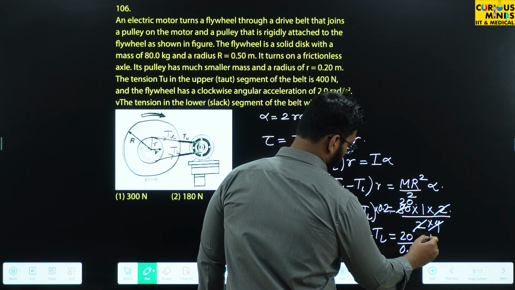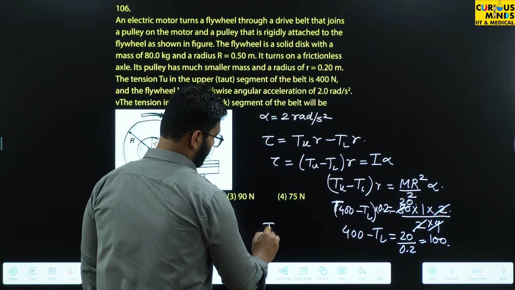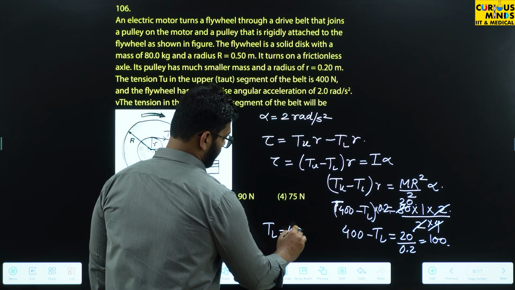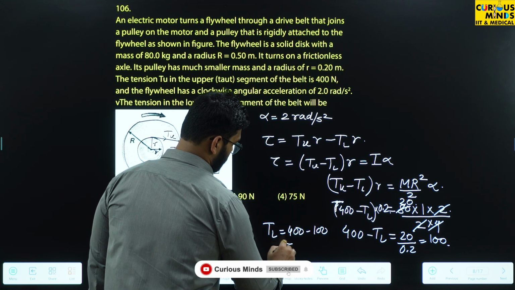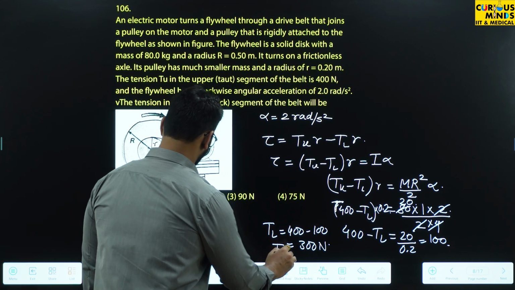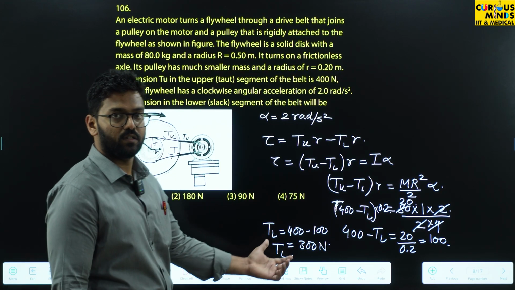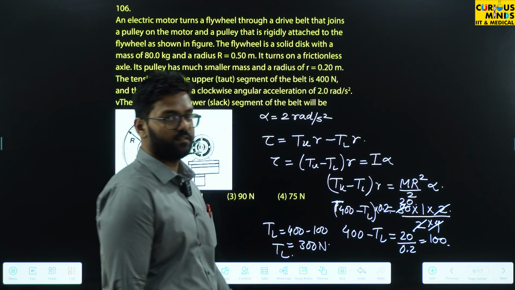Now this will become 100. So 400 minus TL is 100. So TL is equal to 400 minus 100. So this one will become 300 Newton. So the correct option for this is 300 Newton. The tension in the lower string is 300 Newton.